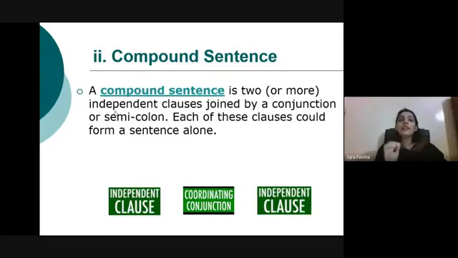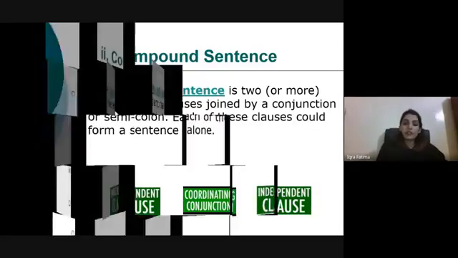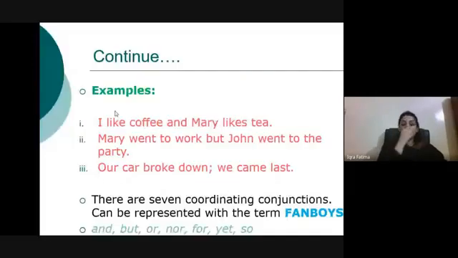Keep one thing in your mind: if we talk about compound sentences, where two or more independent clauses are joined by a conjunction, that conjunction would be only a coordinating conjunction. The acronym we learned for coordinating conjunctions is FANBOYS: F for, A and, N nor, B but, O or, Y yet, and S so. Only these seven conjunctions are called coordinating conjunctions.